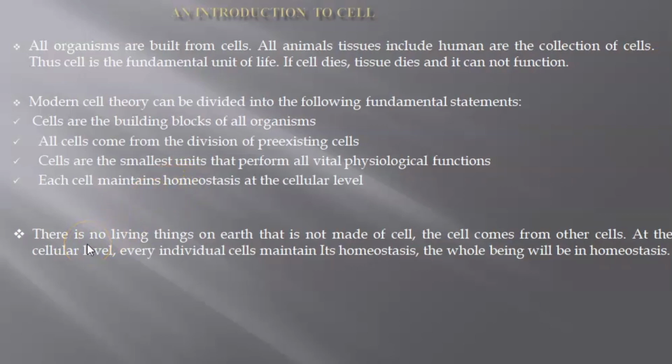Then we say there is no living thing on earth that is not made up of cells. The cell comes from other cells. At the cellular level, every individual cell maintains its homeostasis, and so the whole human being will be in homeostasis. But when the cell loses control of its own balancing with its environment, the human being will not be able to control itself. The human body will lose control.